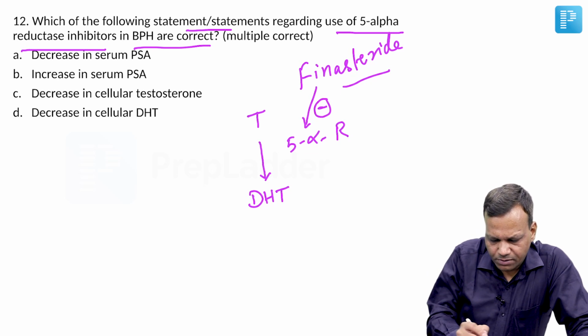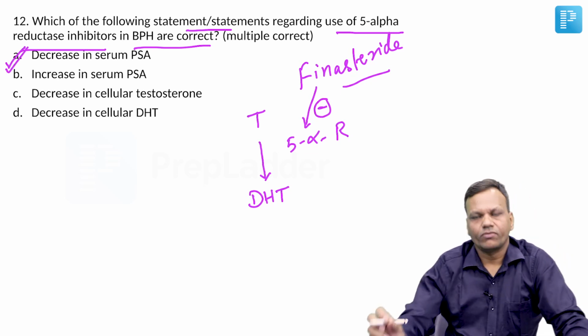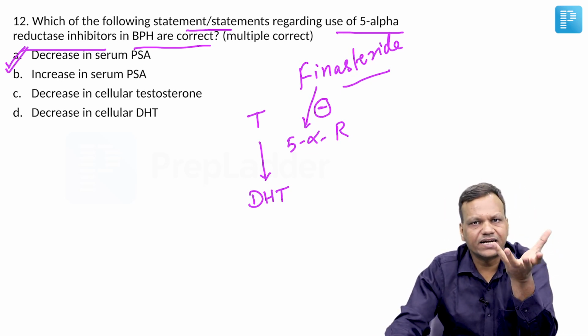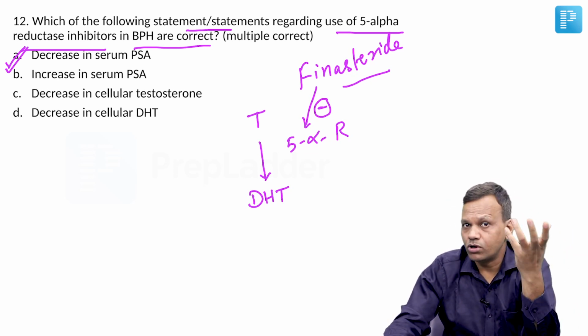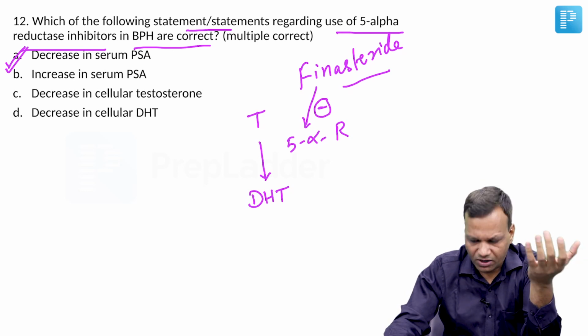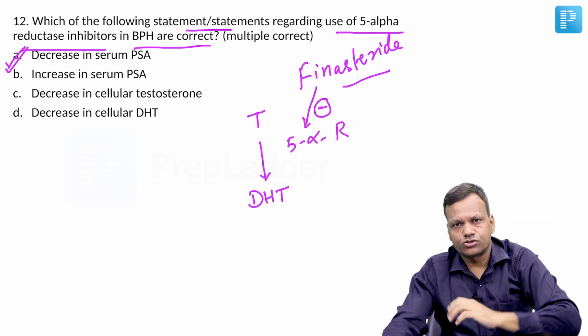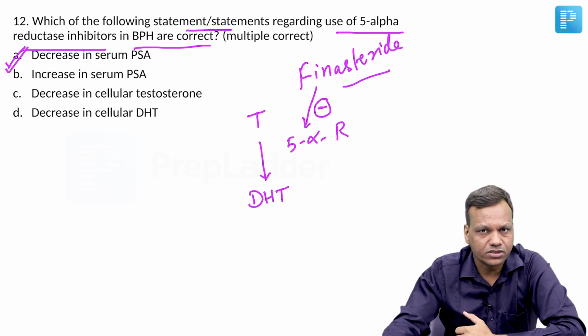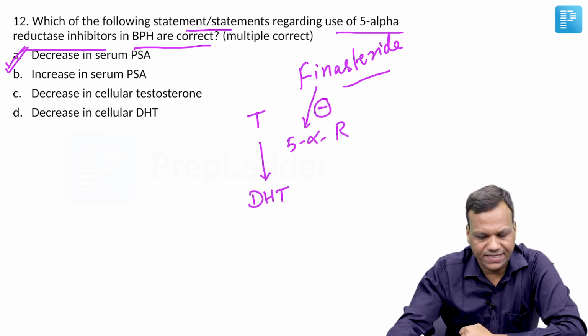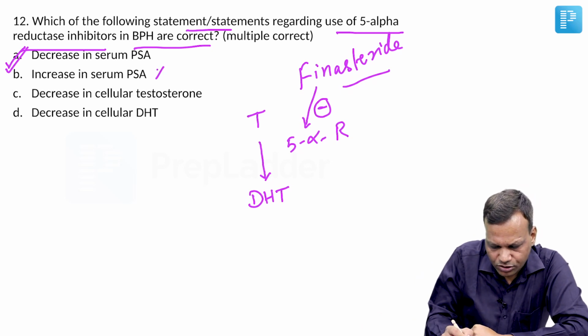So decrease in serum PSA, that is right. They are decreasing the DHT, and that was increasing PSA. Prostate specific antigen is a good marker of prostate carcinoma. But when we decrease the testosterone activation, that means the DHT production is reduced, so PSA levels are reduced. So it decreases the level of PSA. Then increase in PSA is wrong.